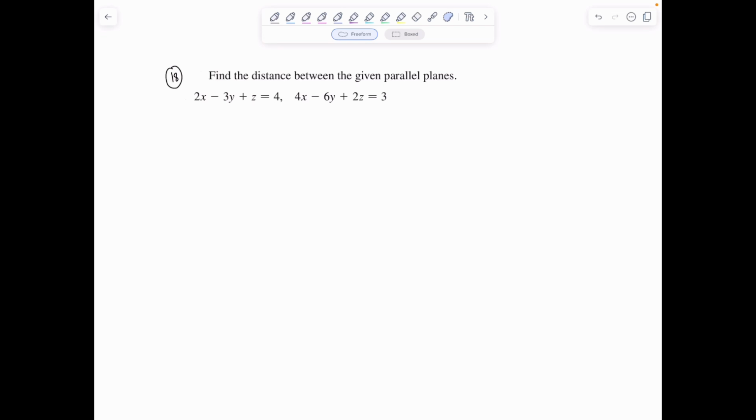Find the distance between the given parallel planes 2x minus 3y plus z equals 4 and 4x minus 6y plus 2z equals 3. Now I can tell that the planes are parallel because at first glance their normal vectors are scalar multiples. Hopefully you can see that. So n1 has components 2, negative 3, 1. n2 has components 4, negative 6, 2. So yeah, those are scalar multiples, so I know these planes are parallel.